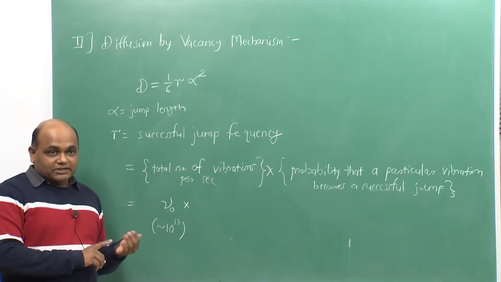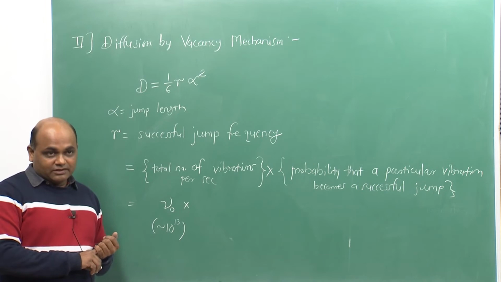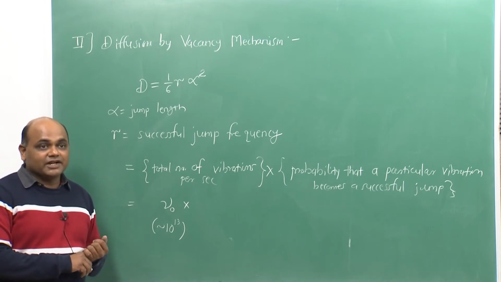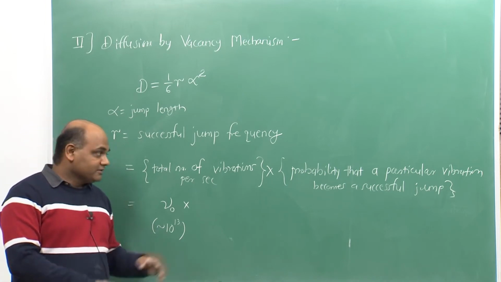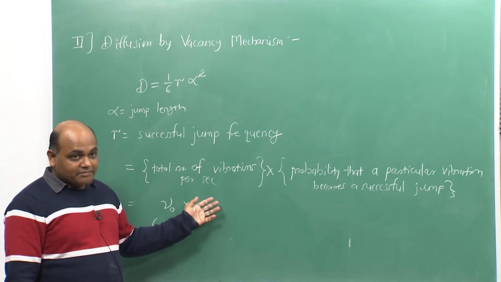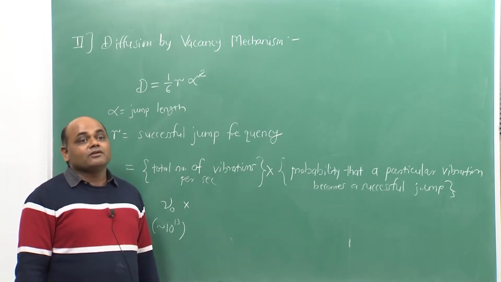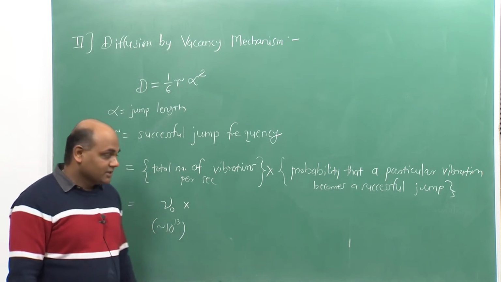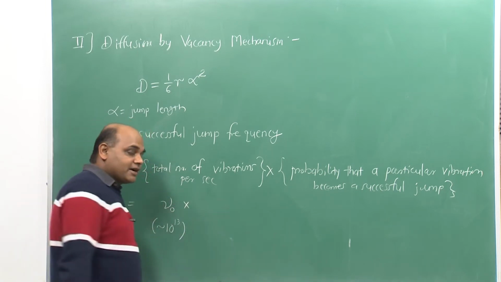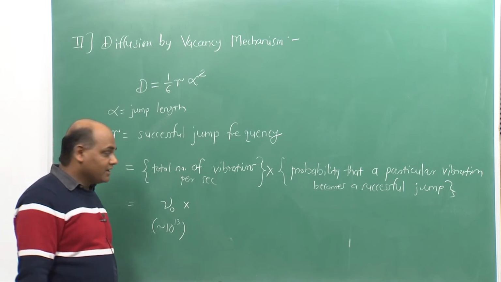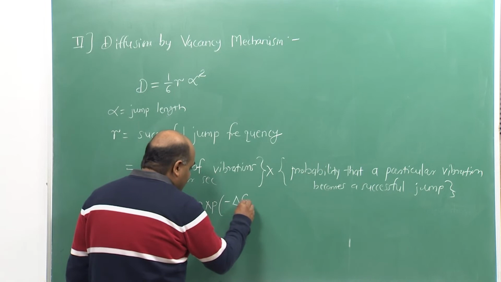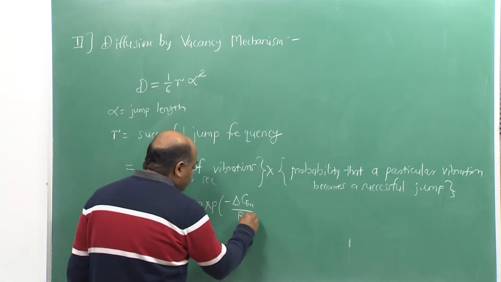For the jump to be successful, there are two conditions. First, the atom has to acquire an energy equal to or greater than the migration energy delta Gm, and second, at the same time the next site has to be vacant, that is there has to be a vacancy in the next site. So, the probability that the atom has an energy equal to or greater than delta Gm is exponential minus delta Gm by RT.